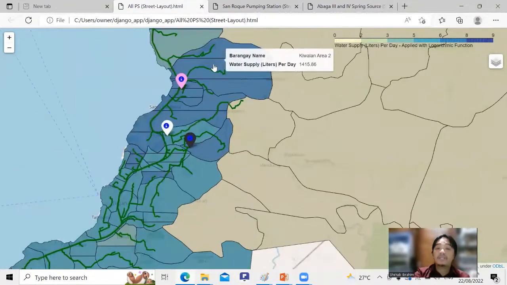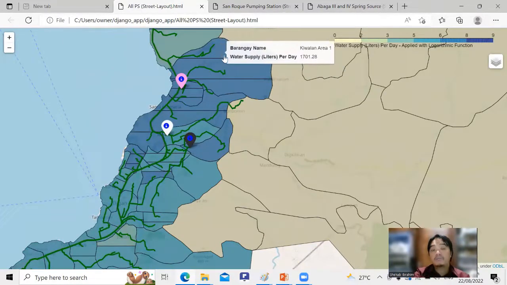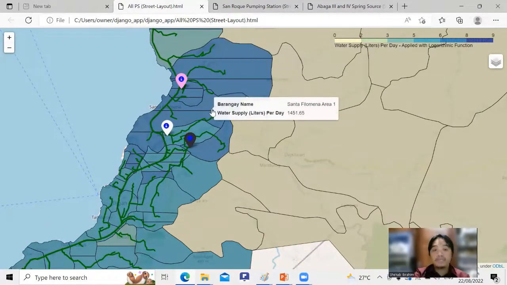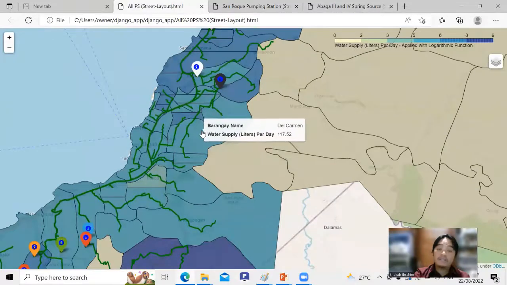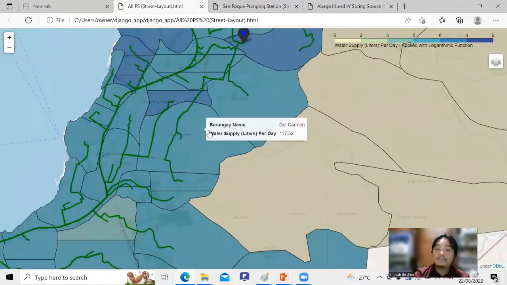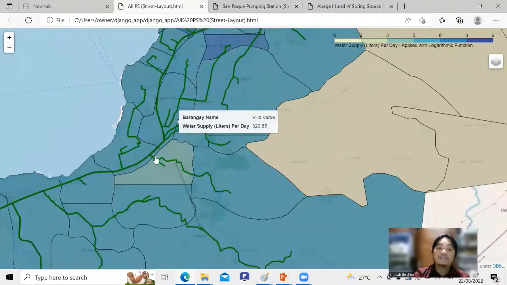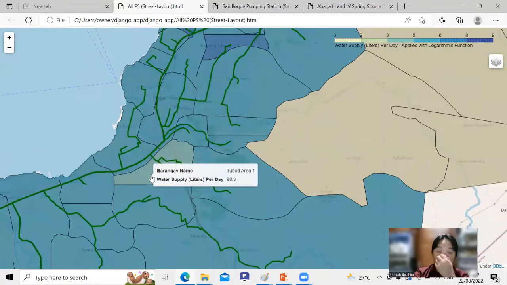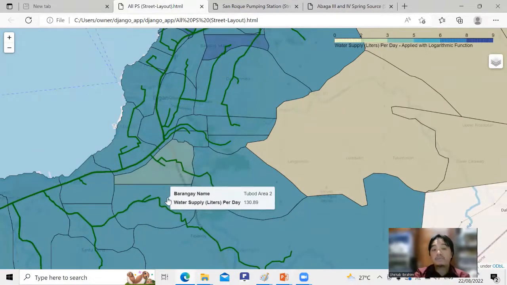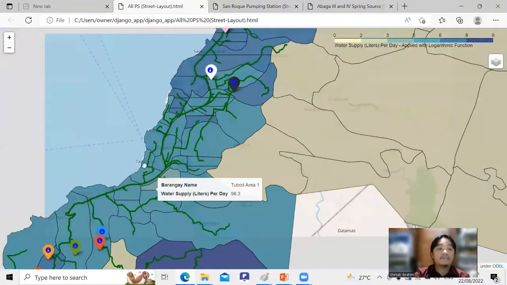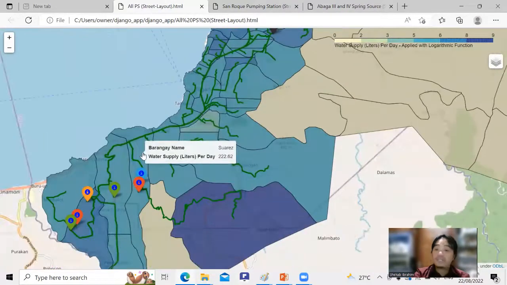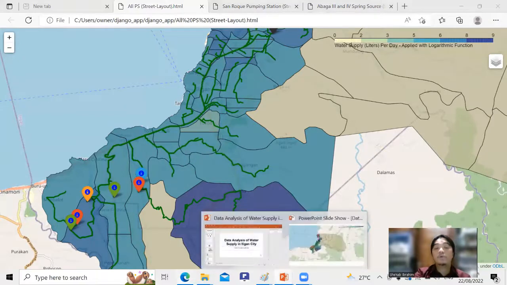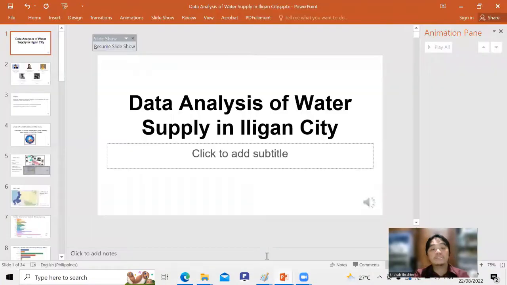This portion here has pretty good water supplies, and then Del Carmen. Now, Del Carmen is actually undersupplied. The Tubod area 1 is undersupplied. Also, the Tubod area 2 is undersupplied. Suarez is actually undersupplied because our standard, or our baseline, is 260 liters per day. Okay. Now, going back to our presentation.